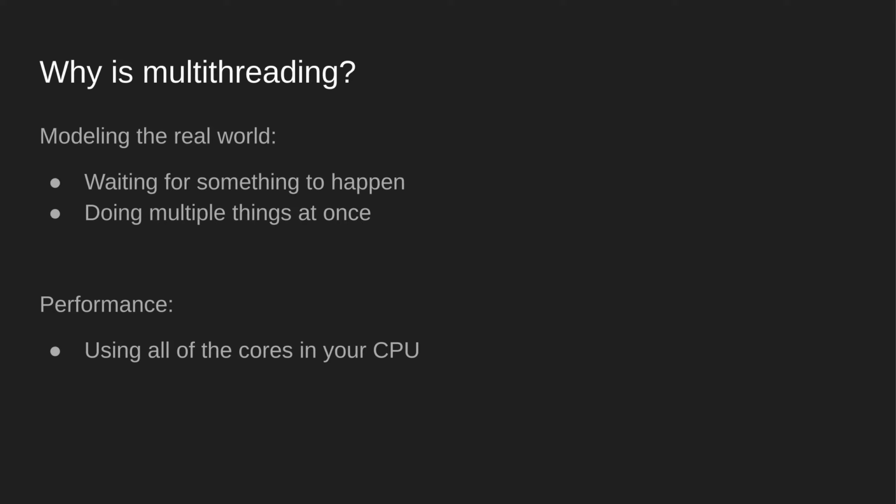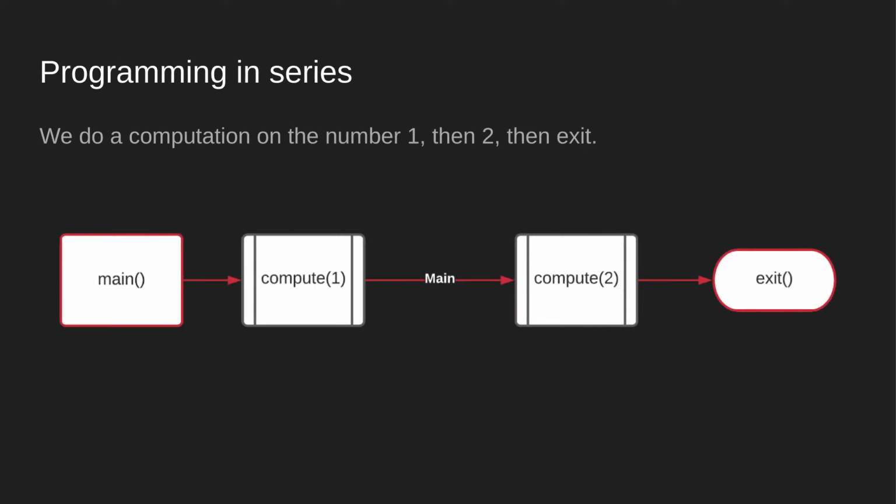For instance, you might want your program to wait for a certain event to happen, or maybe you just want to do multiple things at once. Knowing about multithreading is also important because it allows you to squeeze the maximum performance out of processors with multiple cores. Most processors these days are multi-core, and if you don't multithread, all of those cores just go to waste, which is a real shame.